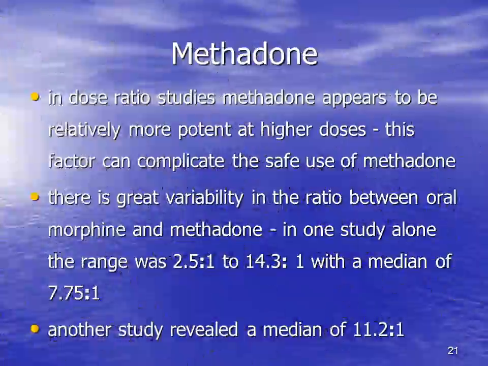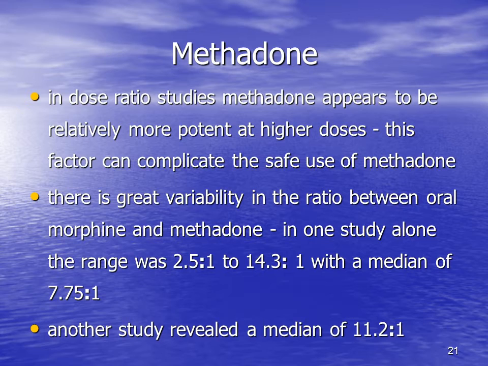And if you look at dose ratio studies, methadone appears to be relatively more potent at higher doses. So basically what that means is the higher the dosing that you've got the patient on, so if you're looking at conversions, then if you've got a patient who's on greater than 300 milligrams of morphine or oral morphine equivalents per day, then the conversion is usually about 10 to 1. But for lower doses, it can be as low as 3 to 1.